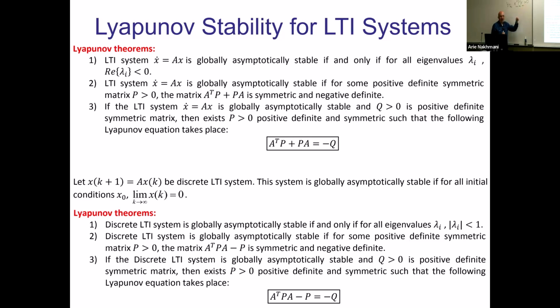It could be larger or equal to 0 for a positive semi-definite matrix. It could be less than 0 for negative definite. And it could be less or equal to 0 for negative semi-definite. Okay, this is what it means.